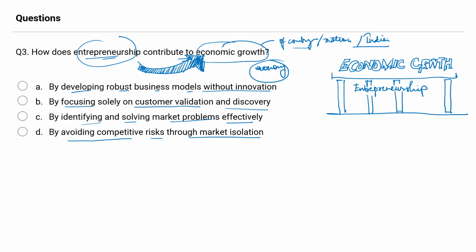Options are by developing robust business models without innovation. Now here comes "without", which does not have any good meaning. So this option is by itself not very correct because obviously we want to include innovation. We don't want to exclude innovation. Innovation is very, very critical. We have to include it.